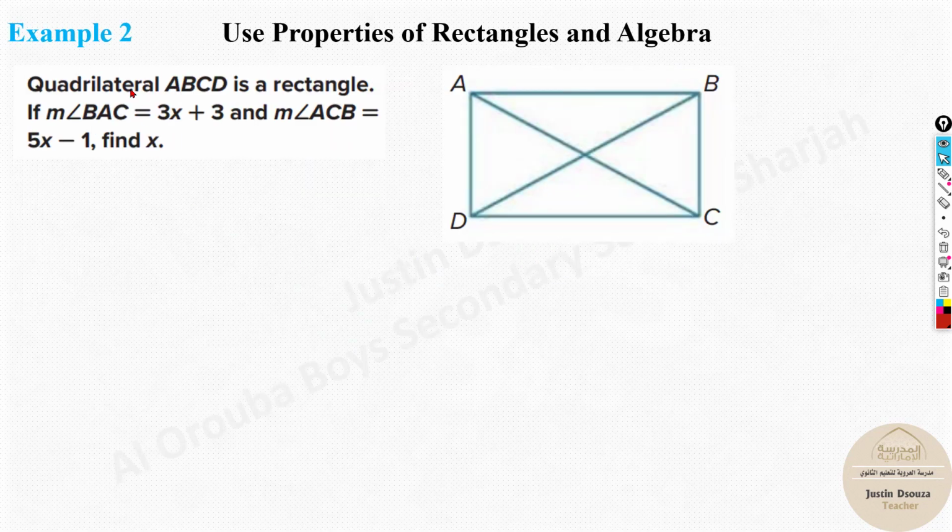Now then, we will go to the second type of problem where we have been told this is a rectangle and we have been given some measurements and we have to find the value of x. How do we do this? Let's first see what is given. BAC is given, this one, this angle, that is 3x plus 3. Now another one is ACB is given, this one, that is 5x minus 1. What is unknown? X value.